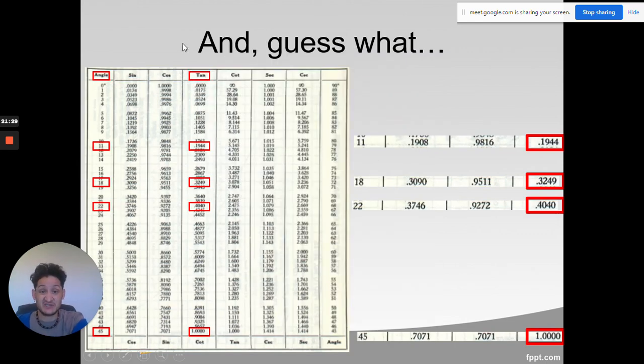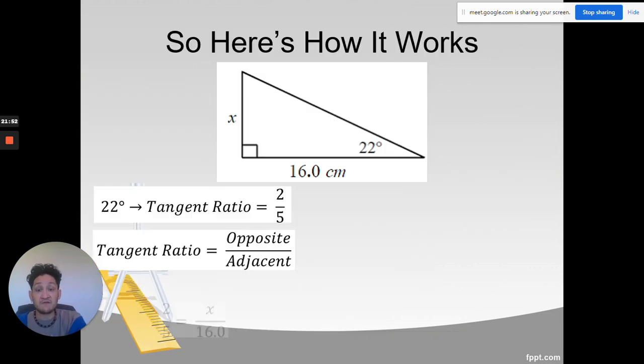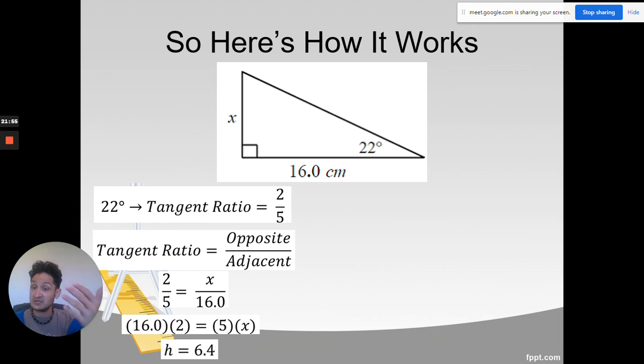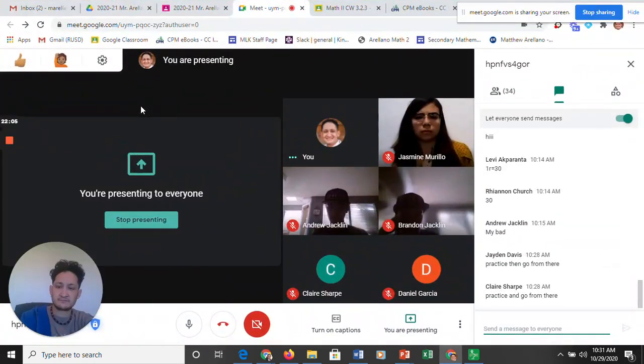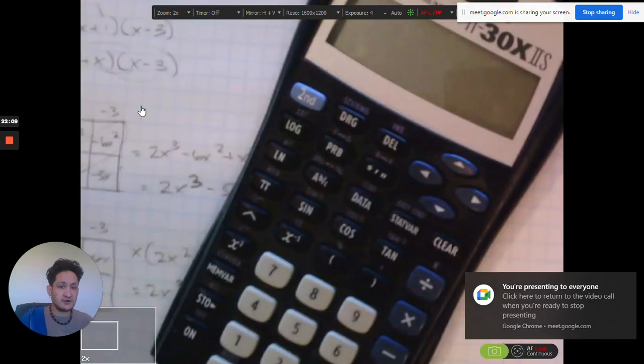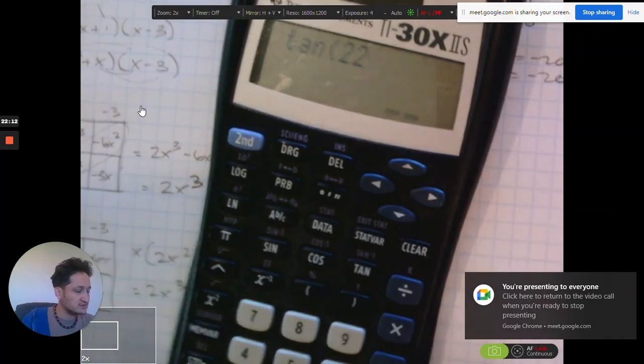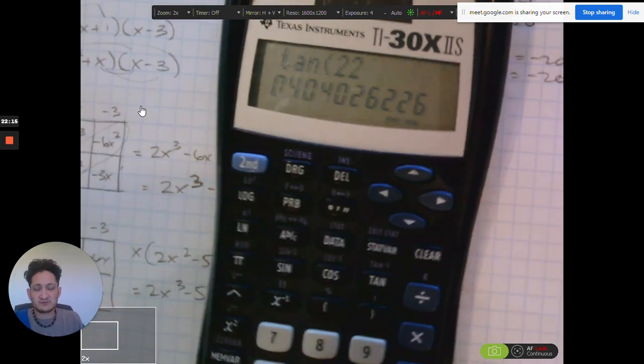Technically speaking, a 22-degree angle has a slope ratio, tangent ratio of 0.4040. That is more precise, if we're being precise. Anyway, that's the correct ratio, though slightly rounded. If you want to, you are also allowed to use the tangent ratio that comes out of your calculator. Go to your calculator. Tangent of 22 degrees. Cool. 0.404026. We're going to round.